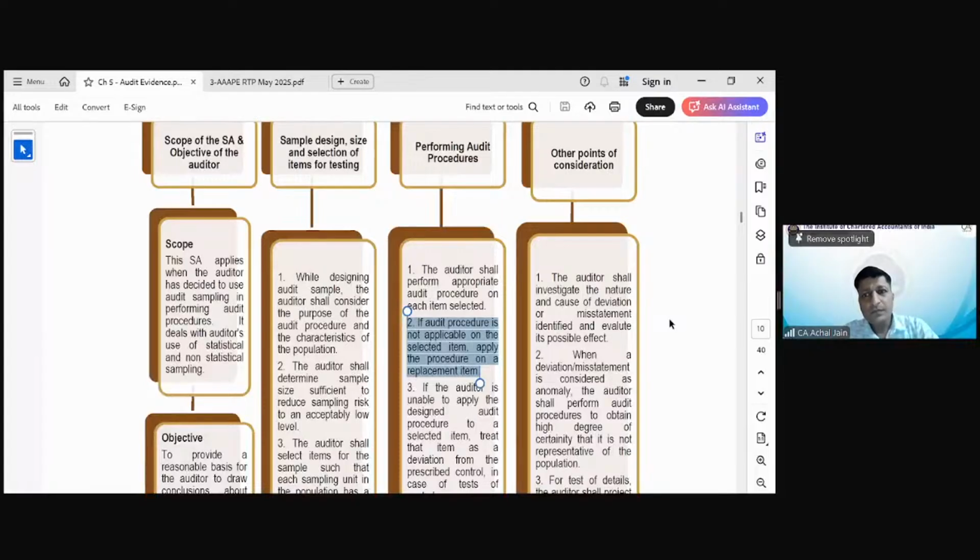Yes, sir. Yes, sir. Yeah, clear? Sure? Yes, sir. Means objective is not fulfilled, then we have to change.